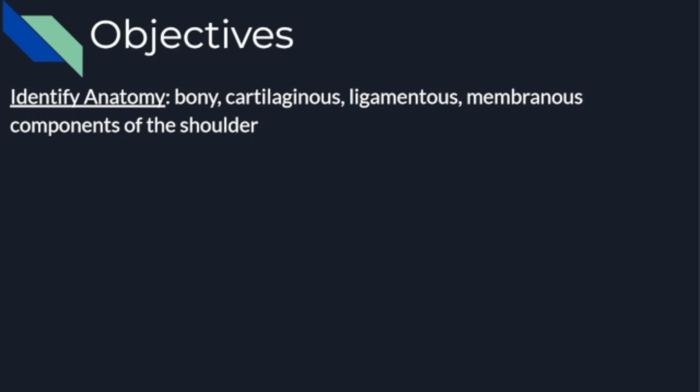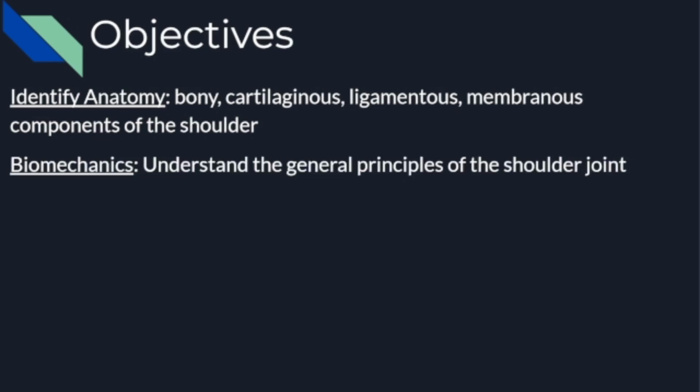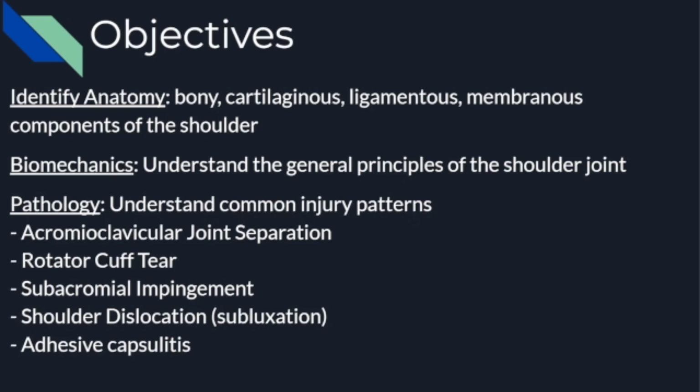Okay, we're going to talk about shoulder anatomy and some basic shoulder pathology. This is a lecture I give to first year medical students who are entering their anatomy curriculum. So we're going to talk about some bony, cartilaginous, ligamentous, and membranous components of the shoulder, some biomechanics, and then review some common injury patterns as well.